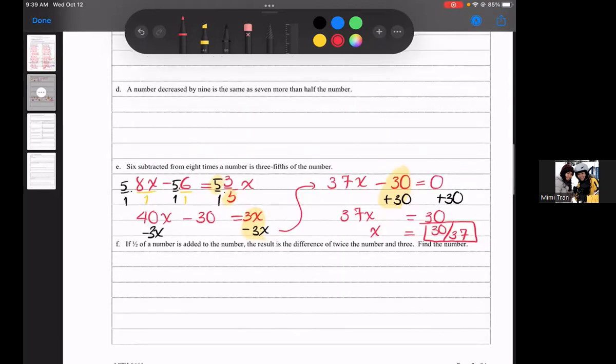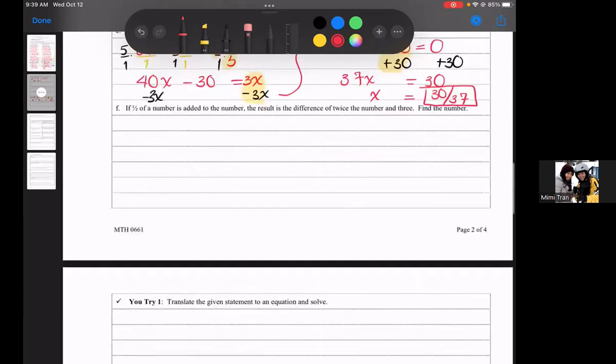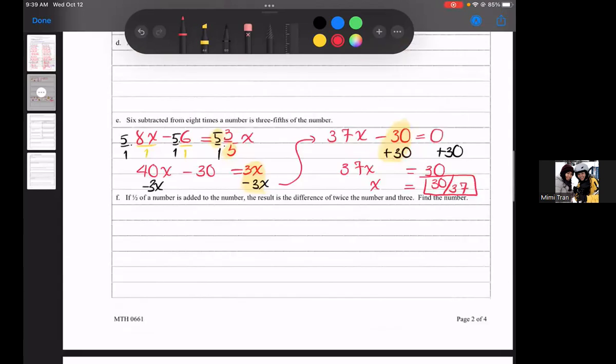All right, E and F are kind of hard. If you're able to do E and F, you should be able to do B, C, D. Right? So I'm going to do these two for you together, then you have to do the rest on your own. If 1/2 of a number is added to the number, so let's do this.